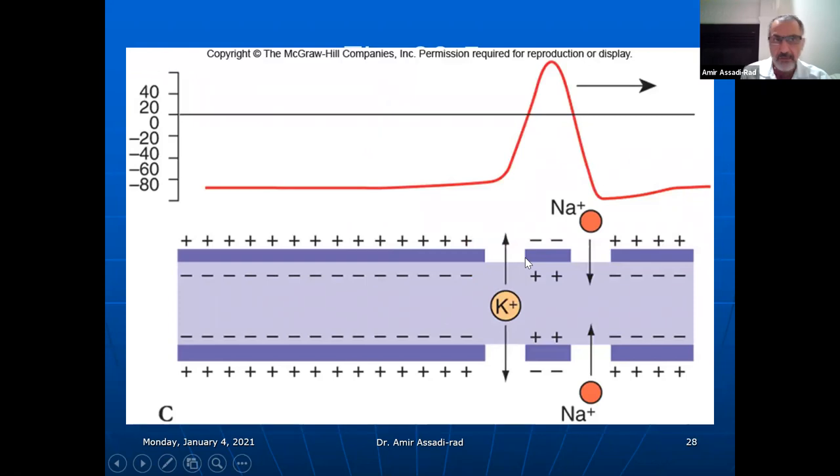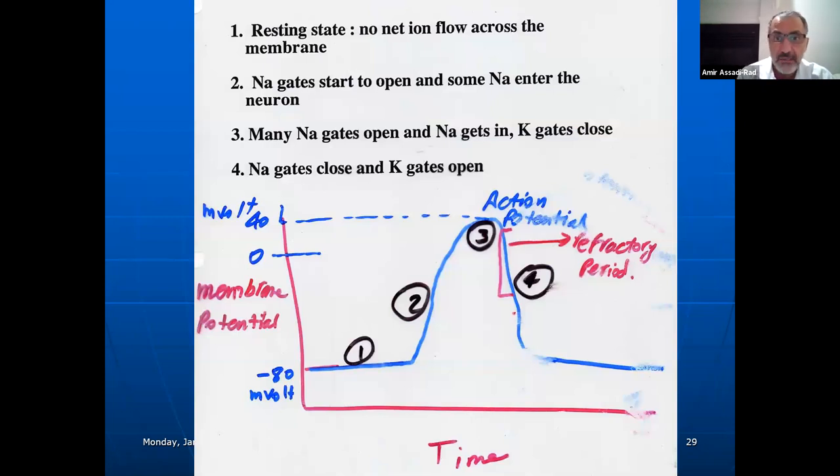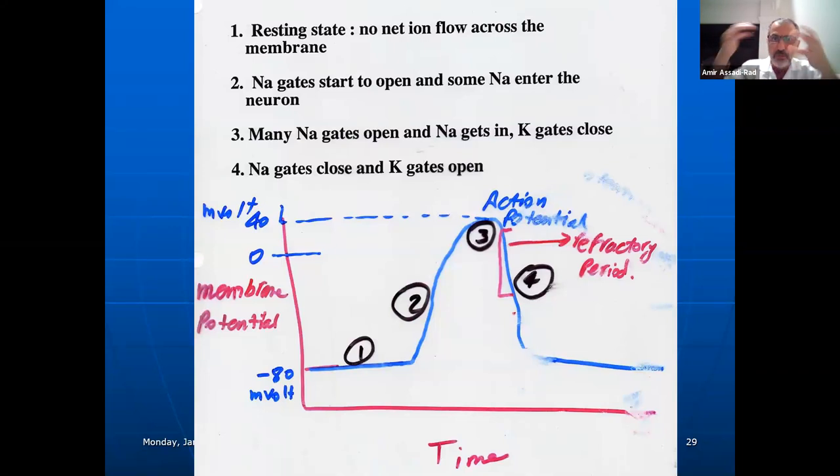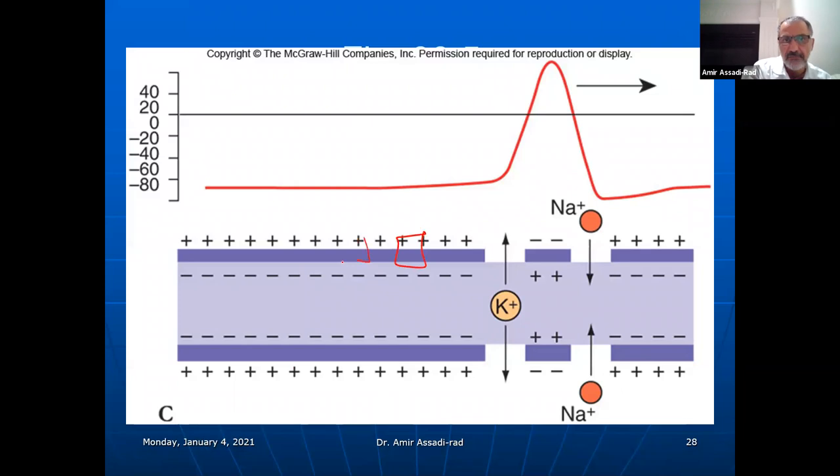So, let's move on. And of course, action potential must go all across the axon. So, summarizing it, a resting state, no net ion flow across the membrane. Sodium gate starts to open up and some sodium enters the neuron, sodium gates close and potassium gates open up. All of these, I number them for you. Number four, number three, number two, the sodium gate starts opening up, and number one. There are little gates here, if you would, and they open up so sodium can get in. Okay, that's what sodium gates mean.